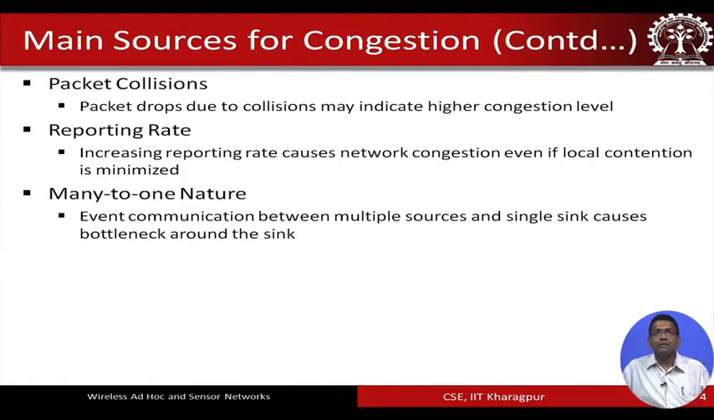There are a few others: packet collisions, where packet drops due to collision may indicate a higher level of congestion. Then reporting rate: increasing the reporting rate causes network congestion even if the local contention is minimized. And then the many to many nature of sensor networks.